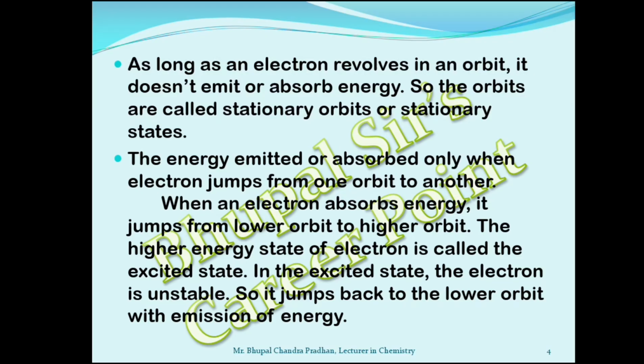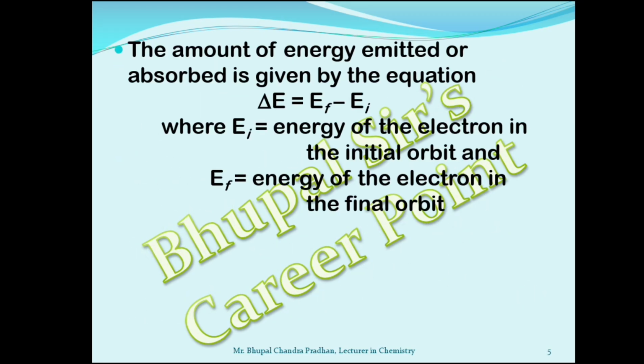The higher energy state of the electron is called the excited state. In the excited state, the electron is unstable. So it jumps back to the lower orbit with the emission of energy. The excited state electron loses energy and returns back to the lower orbit.